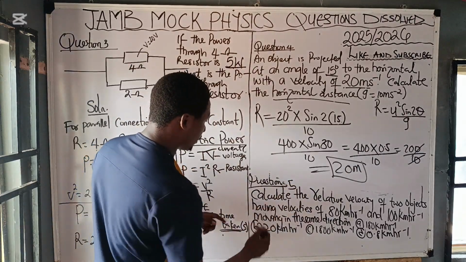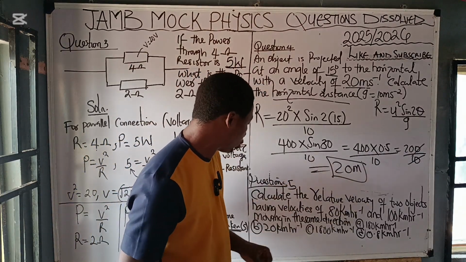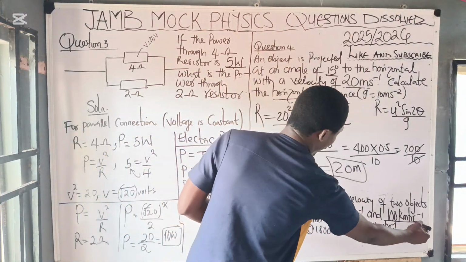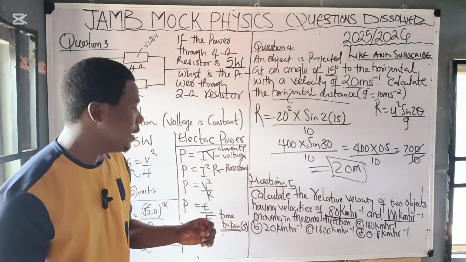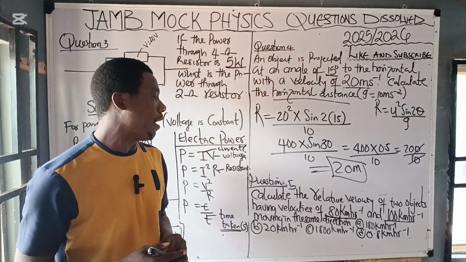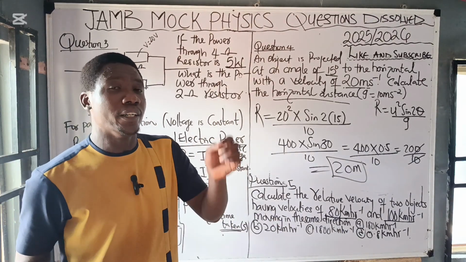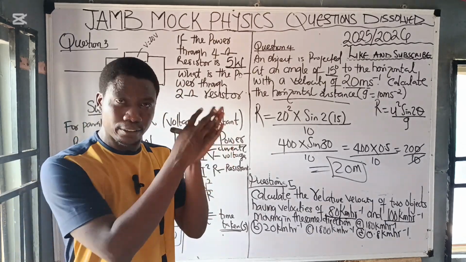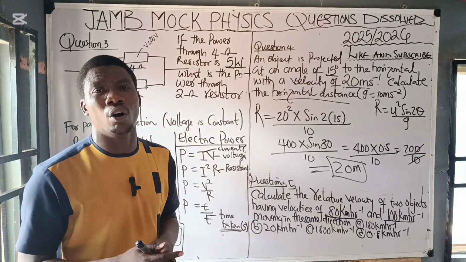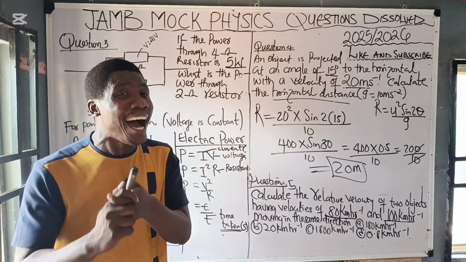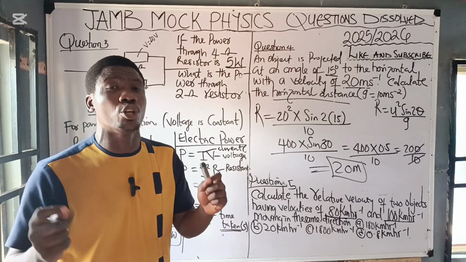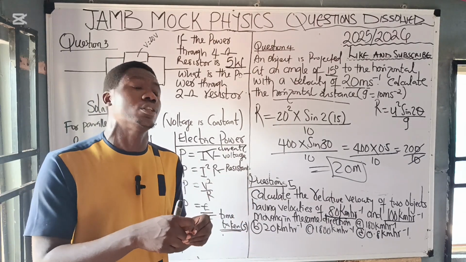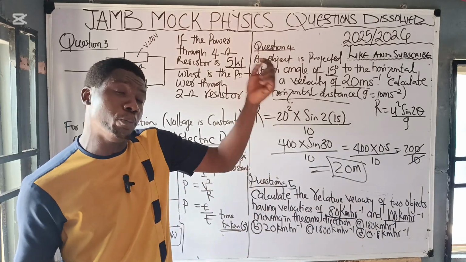Question number 5. He said calculate the relative velocity of two objects having velocities of 80 km per hour and 100 km per hour moving in the same direction. Now, there's what we call relative motion. The principle of combining relative motion is the direct opposite of resultant vector. Yes, in vector, if they move in the same direction, you will add it. If they move in opposite direction, you will subtract it. But in relative velocity, if they move in the same direction, you subtract it. In opposite, you now add.